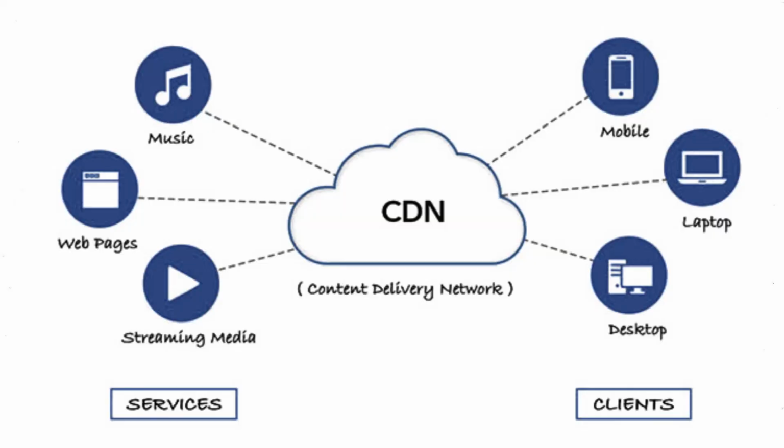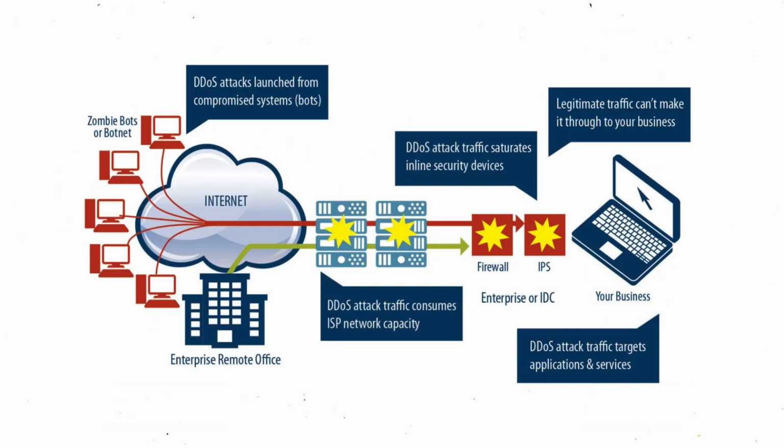This can involve using a CDN, a content delivery network, to distribute traffic more efficiently across multiple servers. It can also involve using firewalls and other security measures to block traffic from unknown malicious IP addresses.